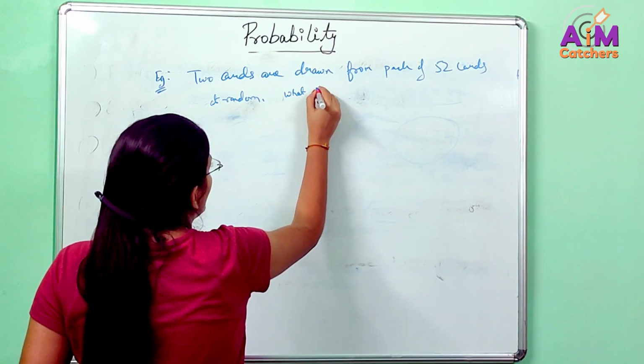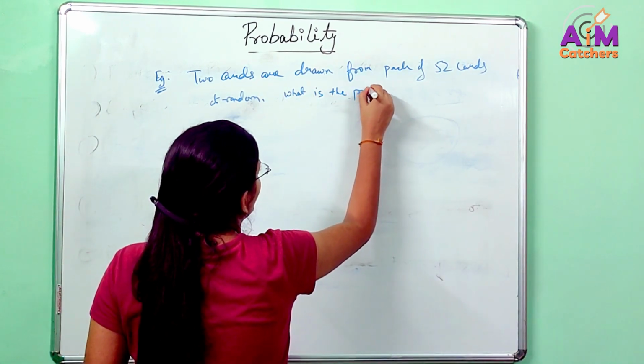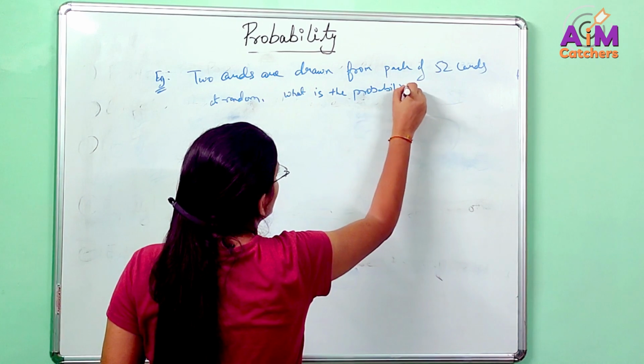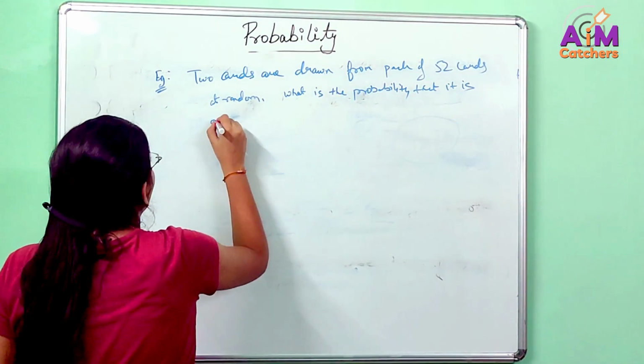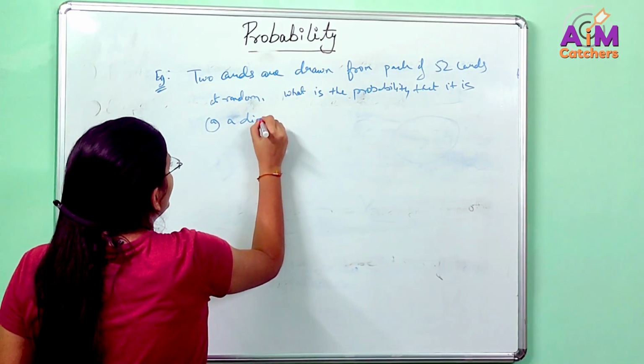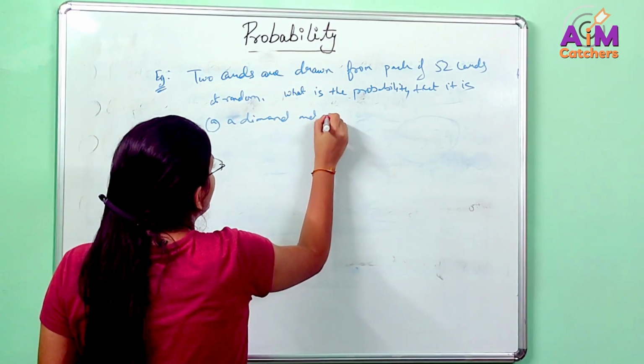What is the probability that it is a diamond and a heart?